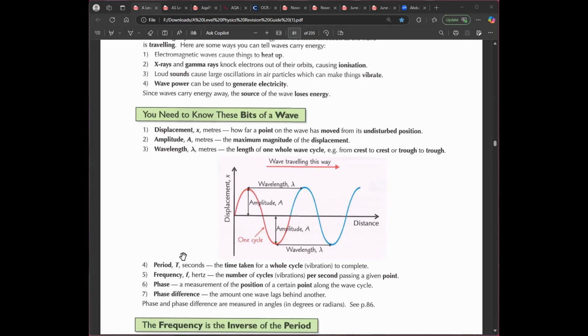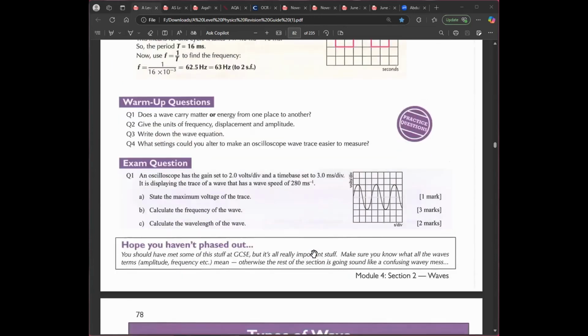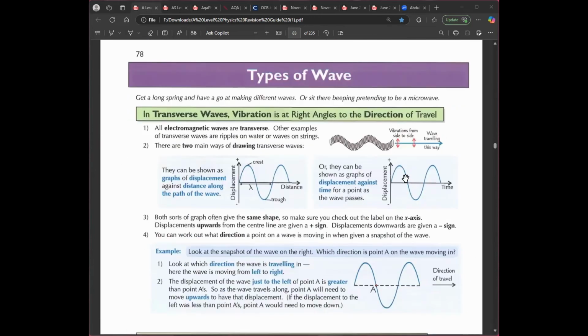Then period is the time. Now obviously if you have to directly measure the wavelength, you can do so in a displacement versus distance graph, but you can't measure the period using the displacement versus distance graph because you don't have the information about how much time it has taken for the wave to go up, then come down, and then go to the other extreme position. So you can directly measure the period using a displacement versus time graph.